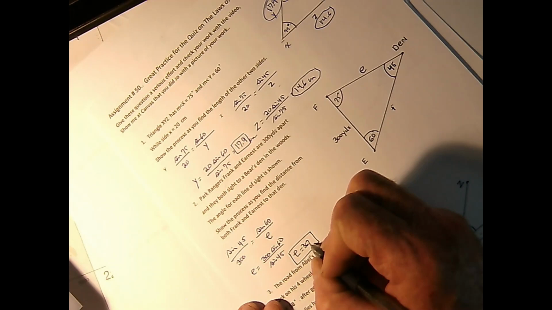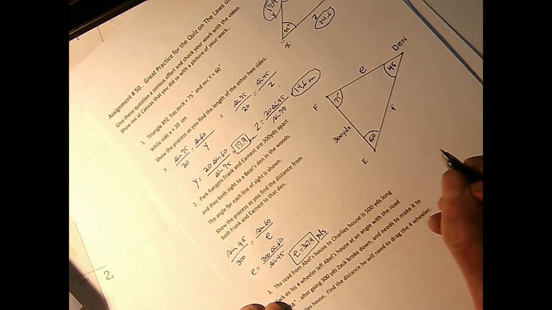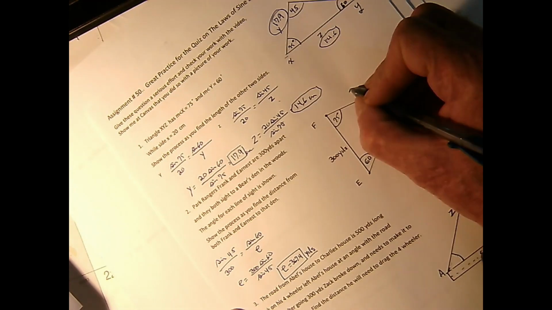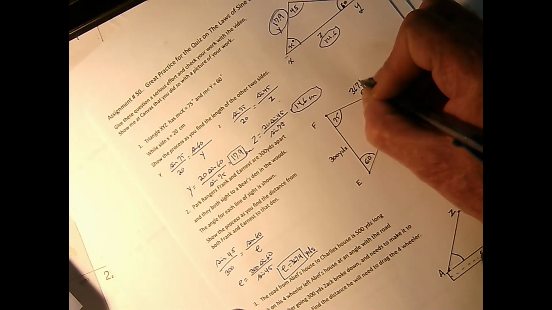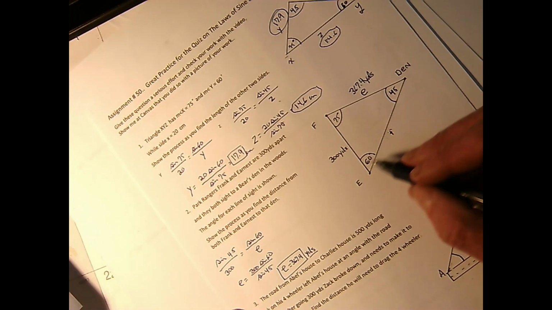Those would have been yards. Let me put that on my sketch just to compare things later. 367.4. Now, opposite this larger angle, I would expect this to be larger than that, probably bigger than 400, but let's see about that. How far is Ernest from that bear's den?